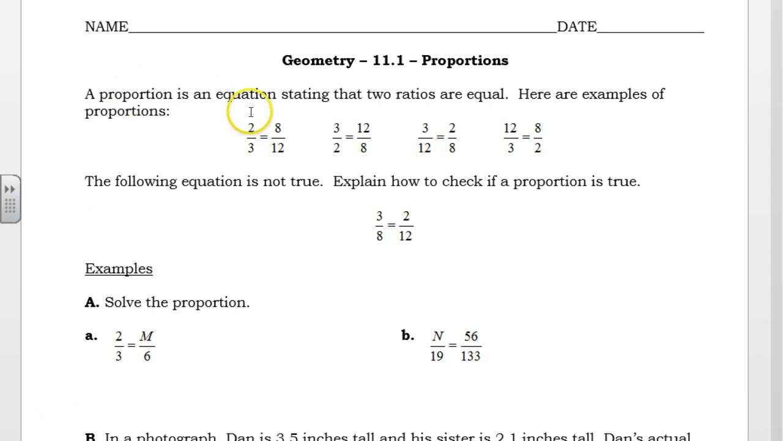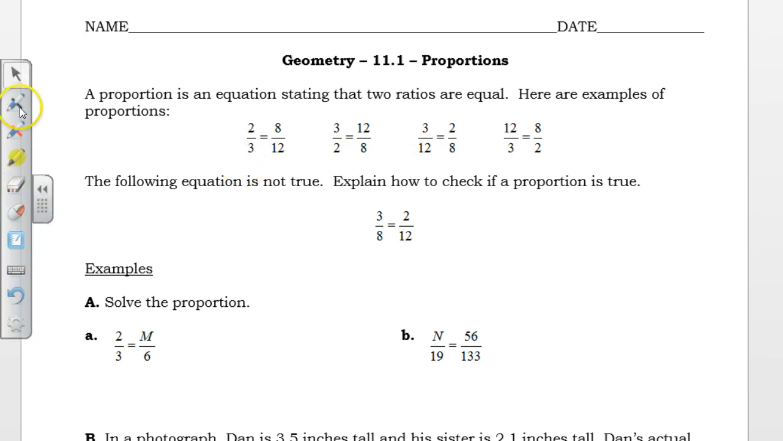A proportion is when you have two fractions or ratios and they are equal. So 2/3 is the same as 8/12. 3/2 is the same as 12/8, and so on. We can check if a proportion is true by using cross products.